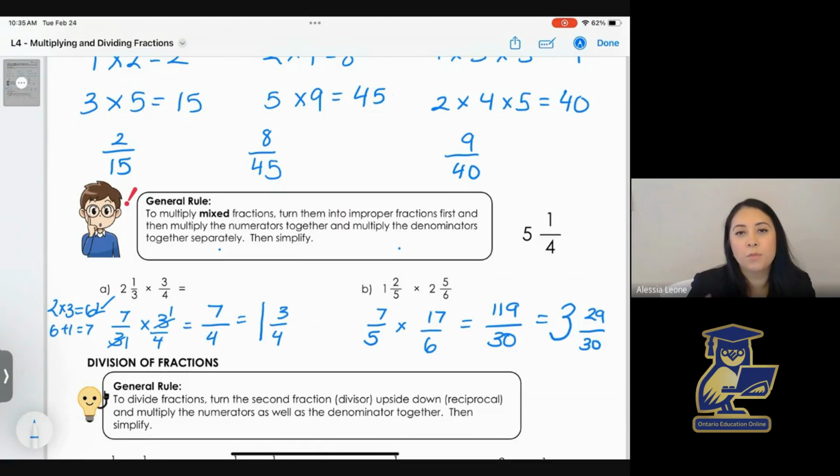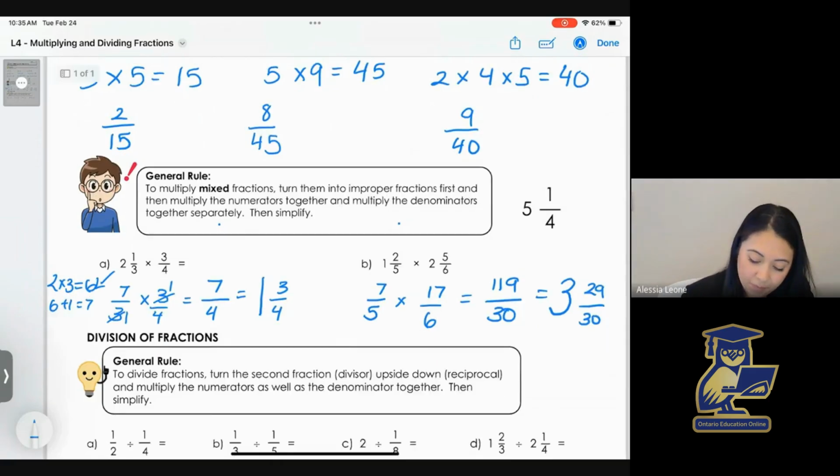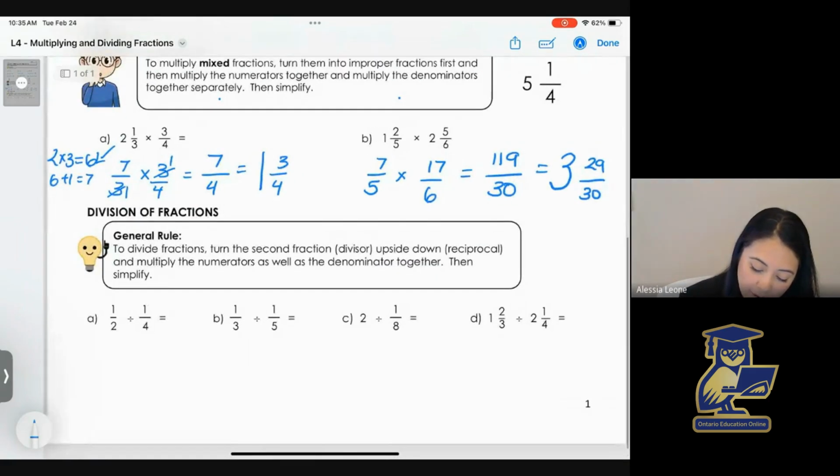So summarizing multiplication, you multiply the tops and you multiply the bottoms. And that's it. Dividing fractions. So to divide fractions, we're going to read this little box together with the light bulb. Turn the second fraction, the divisor, upside down into a reciprocal. That's what it means. And multiply the numerators as well as the denominators together. And then simplify.